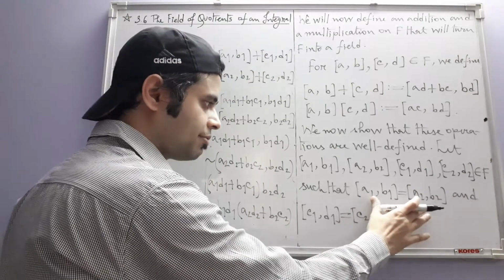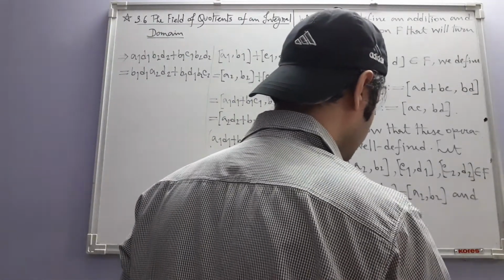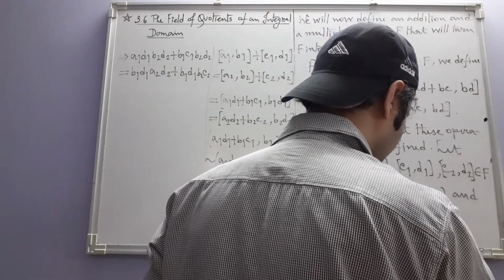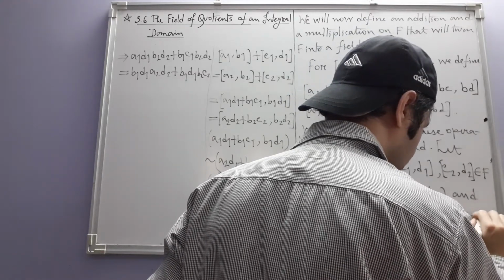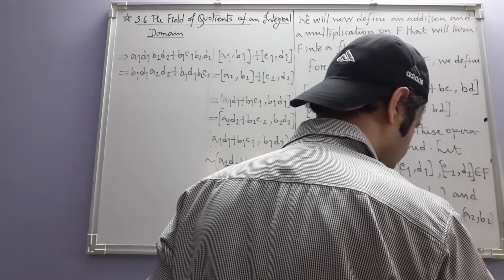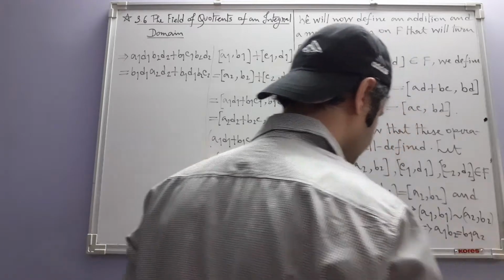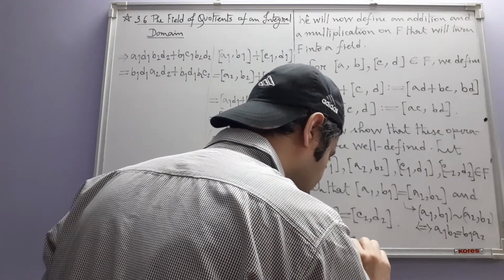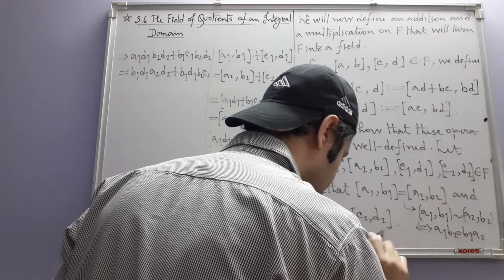Now let's have a look at these relations, what we already have assumed. We started with this. So this one means (A1, B1) is related to (A2, B2), which is equivalent to this statement that A1 B2 is equal to B1 A2. Similarly, from this one we get C1 D2 is equal to D1 C2.